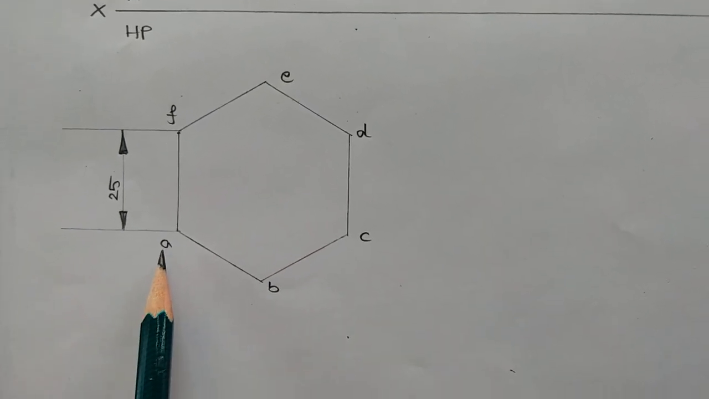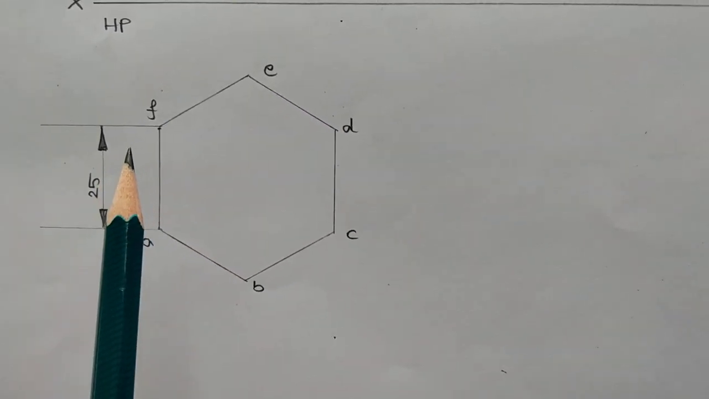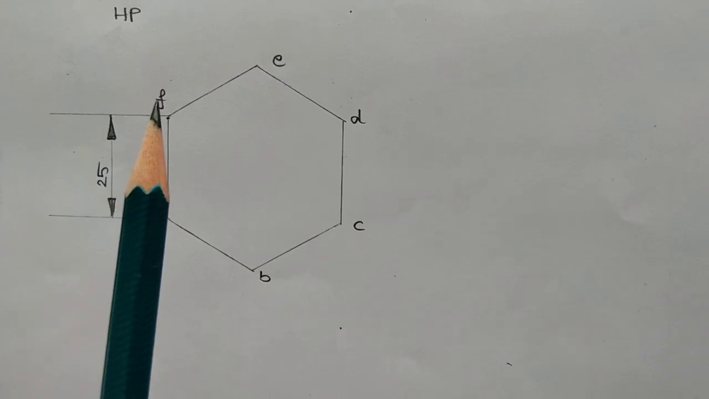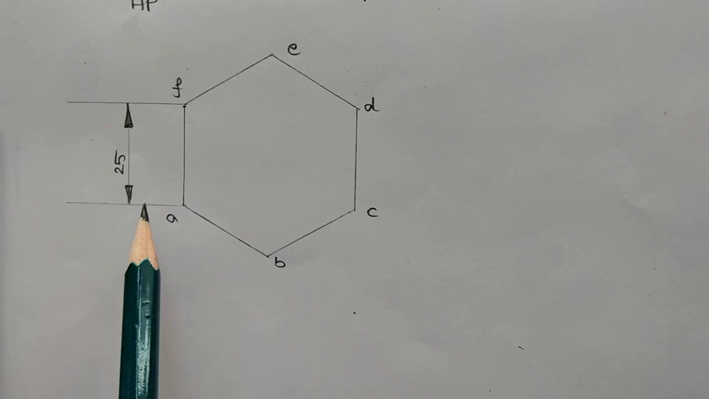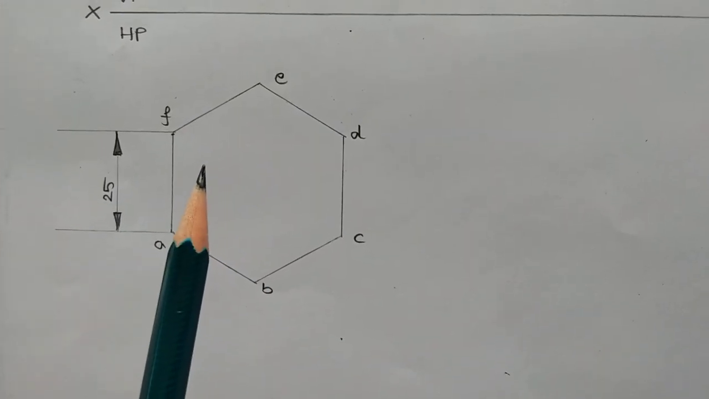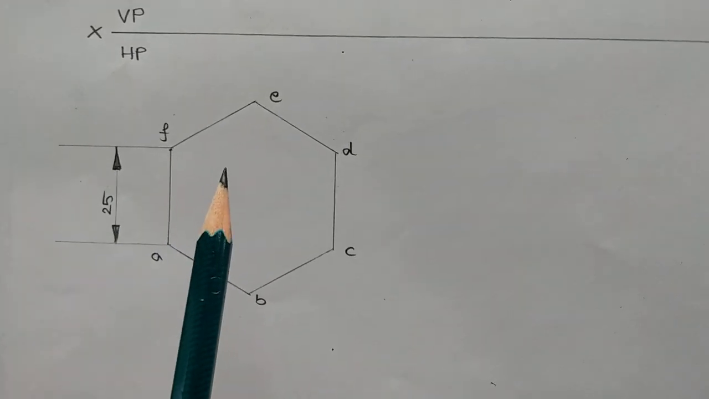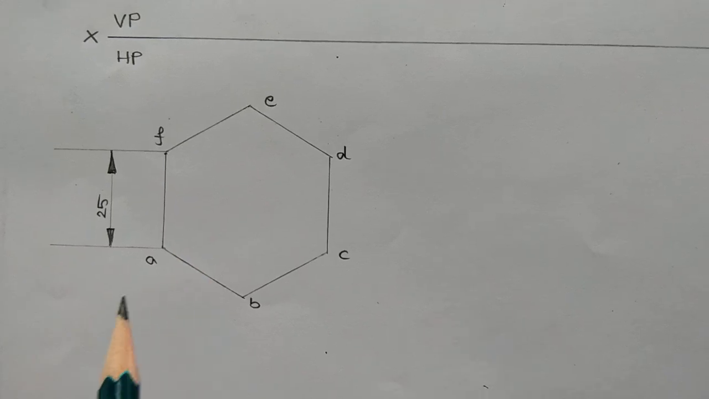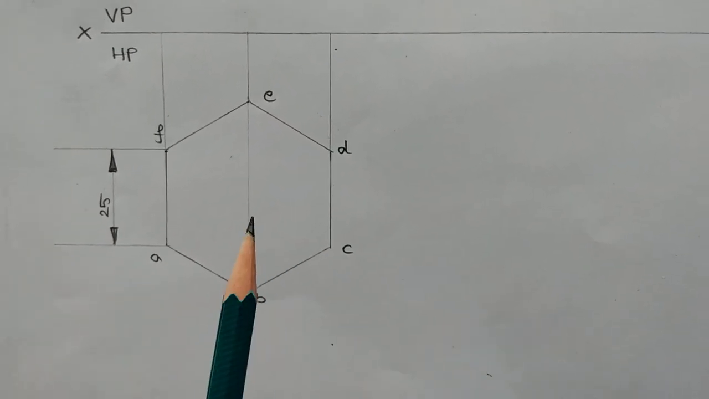Similarly we can give the naming to every corner of the hexagon, A, B, C, D, E, F. This is about the top view. We should give small letters, so a, b, c, d, e, f, and next here we can give the dimension of the hexagon also, that is 25 mm. And in the next step we should project every point onto the reference line, not above the reference line. In this way we can complete the hexagon.